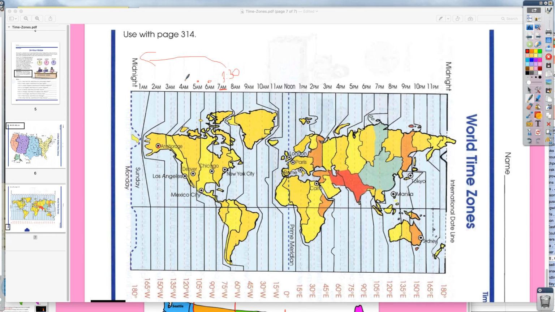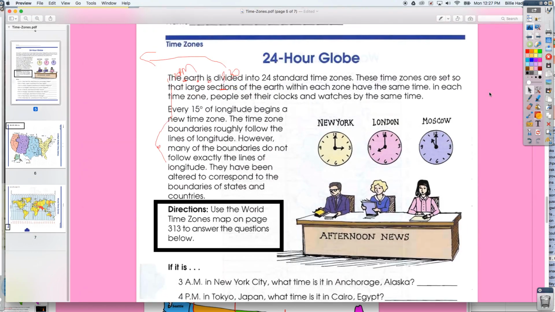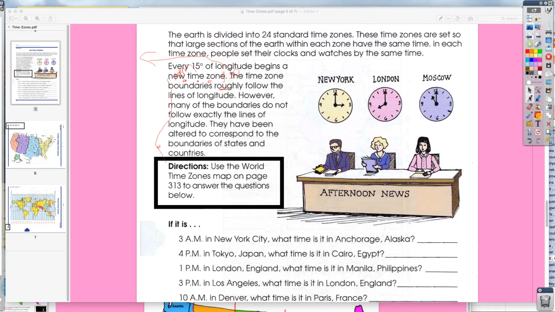1:30 a.m., 12:30 a.m. I'm crossing midnight, so 12:30 a.m. goes to 11:30, so now I'm at p.m. And Anchorage is in this zone. So my answer would be 11:30 p.m. because I've crossed the midnight line because I've gone backwards in time. So on the blank for that one, you would write 11:30 p.m.